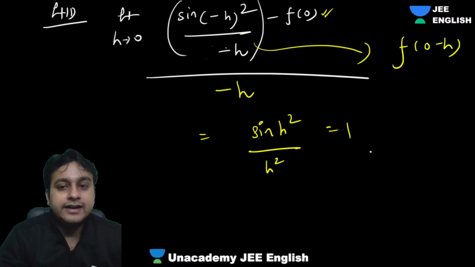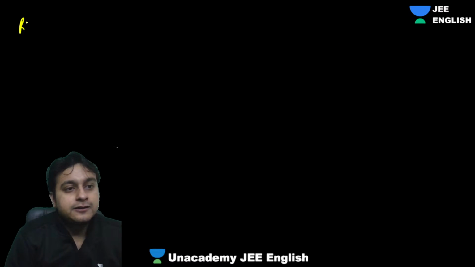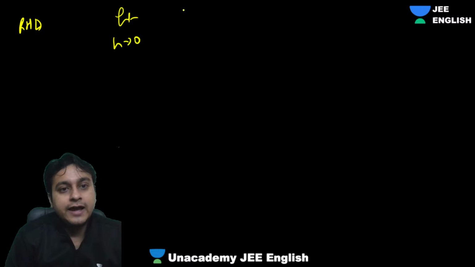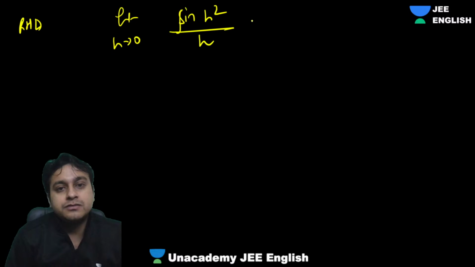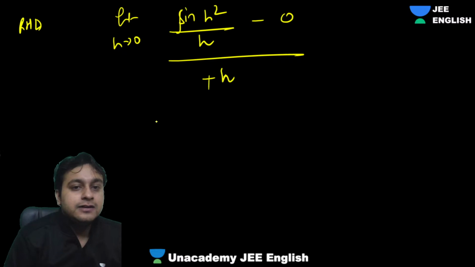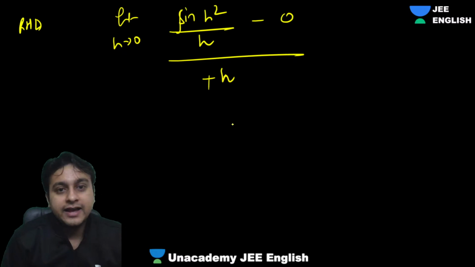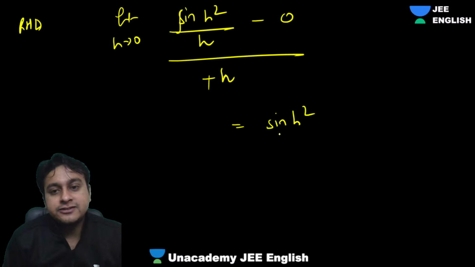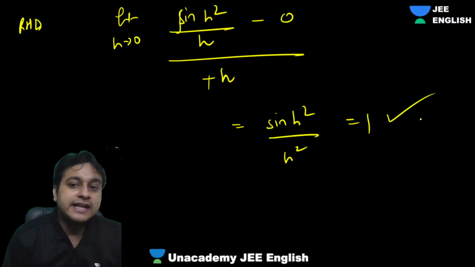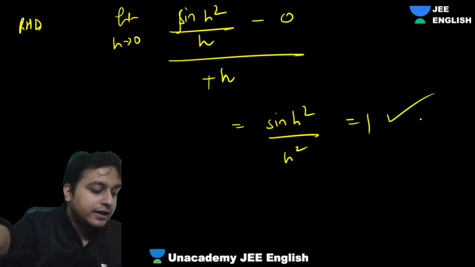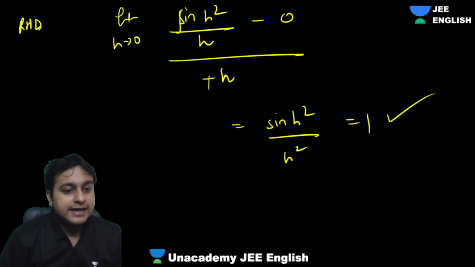Okay, left hand derivative is 1. And what about right hand derivative? RHD. We'll have limit h tending to 0, f of 0 plus h. That will be sine h square upon h minus 0 upon h, right, everyone? What are we getting? The same is coming. Aren't we getting sine h square upon h square? That is also 1. So that's why I told you this is easier also. Isn't this easy? Yes, this will be easier than differentiating the function.